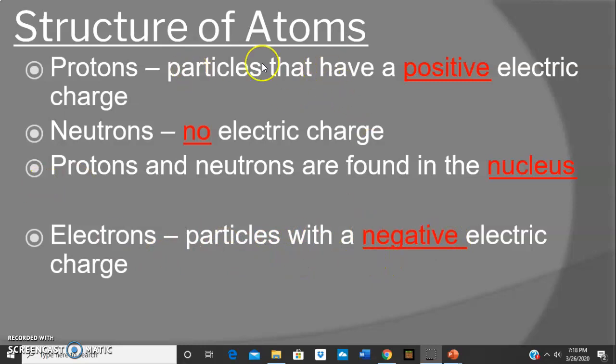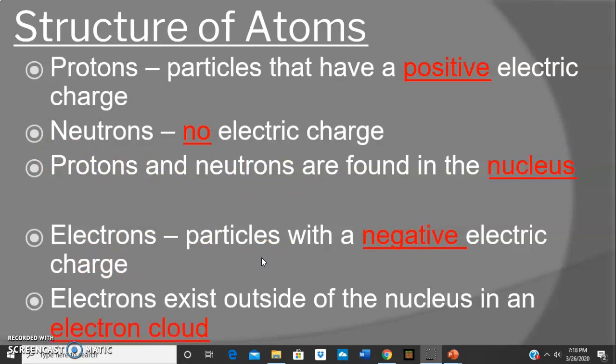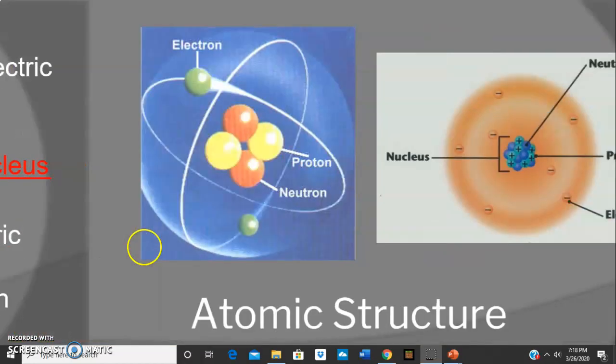So P, protons positive. We have neutral neutrons with no electric charge. Both the protons and neutrons are found inside the nucleus, and our electrons have a negative charge. Right? And the electrons don't exist in the nucleus. The electrons are found outside the nucleus in what's called the electron cloud. So the protons and the neutrons are packed closer together, and the electrons kind of buzz around them like little flies in an electron cloud.